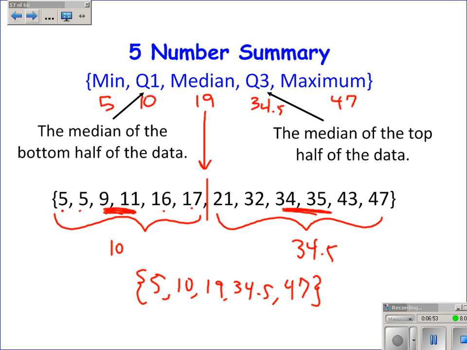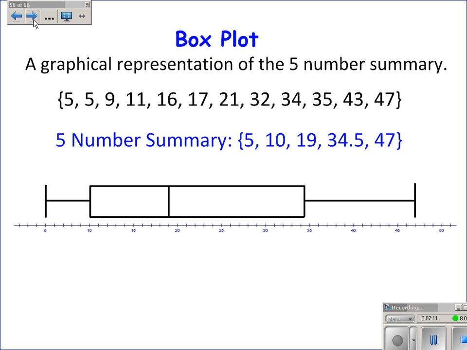Okay, now I think that the 5-number summary is most useful when we're actually displaying it in a box plot, and that's because perhaps I'm more of a visual person. It's easier for me to see things in the data if I see a picture of it than if I just see a string of numbers. So let's go into the box plot. I would call it a graphical representation of the 5-number summary.